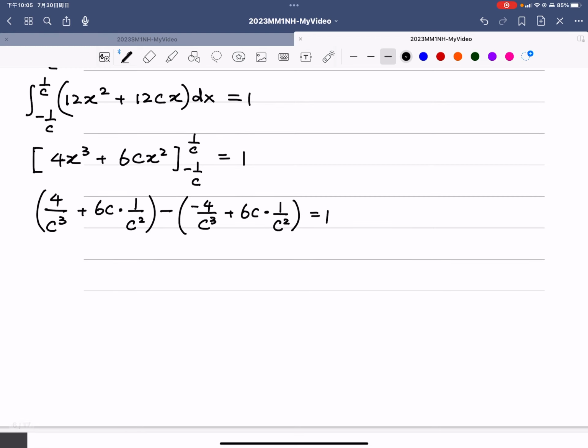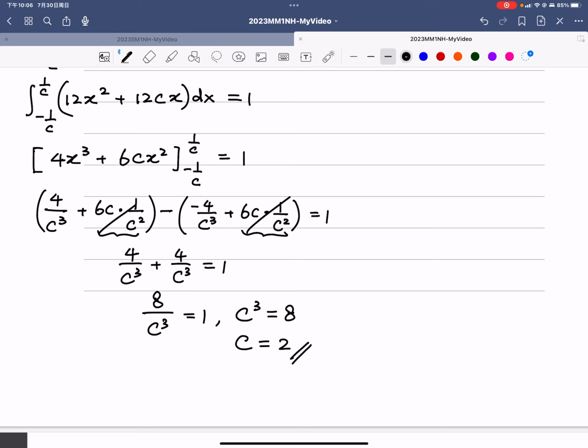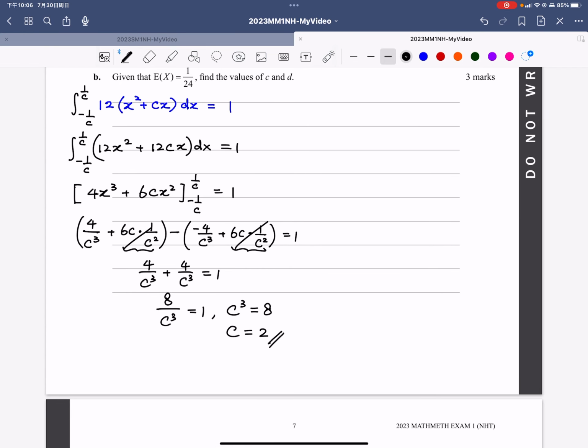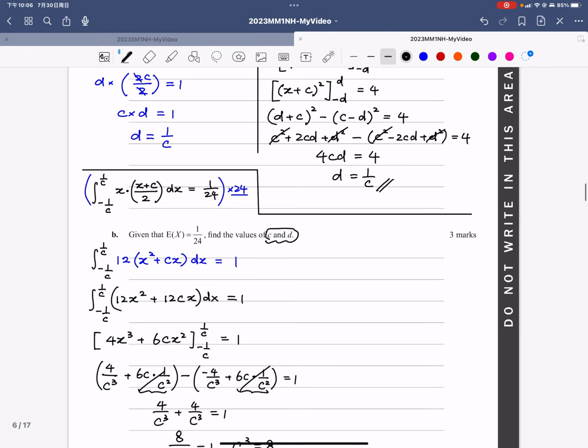Okay, so basically we have 6c times 1 over c squared, subtracting 6c times 1 over c squared. So these two terms can cancel each other. Now I should just get 4 over c cubed plus 4 over c cubed equals 1. So 8 over c cubed equals 1, and c cubed equals 8. c equals 2. And you want to find d as well. So d equals the reciprocal, which is half. Okay? Right.